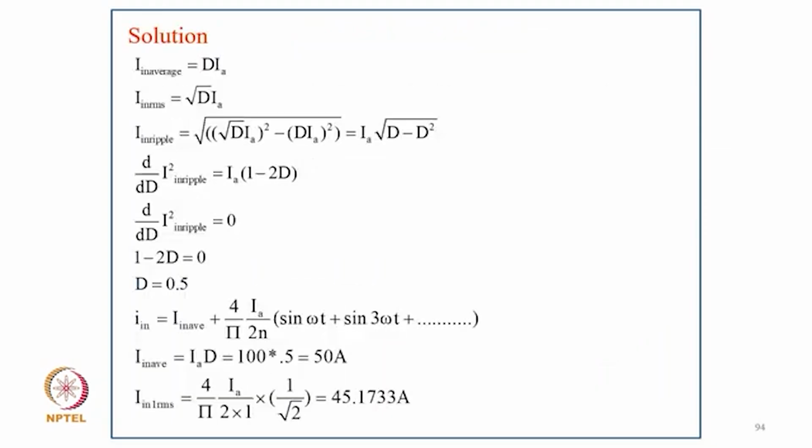So I in average is D IA, and I in RMS is under root D IA. So I input ripple is under root in bracket, under root D IA square minus D IA square. So that becomes IA under root D minus D square. Taking the derivative of this I ripple square, it becomes 1 minus 2D. So D equal to 0.5, and I equal to I in 4 upon pi IA, 2 pi n sin omega t plus sin 3 omega t, and I in average is D IA, 100 into 0.5, that is 50 ampere, and I in RMS, putting the value, comes 40.1733 ampere.